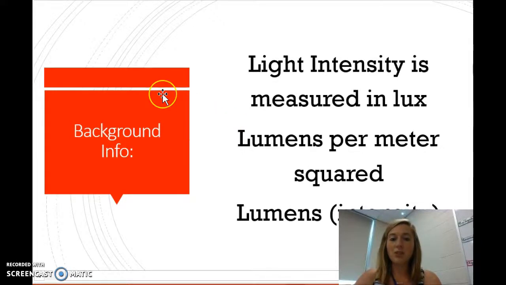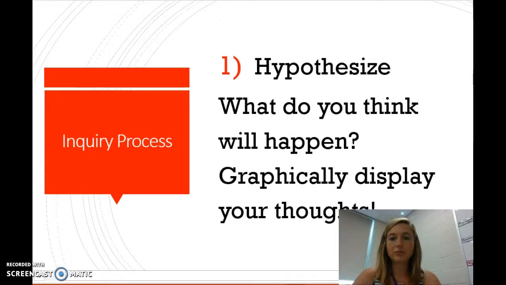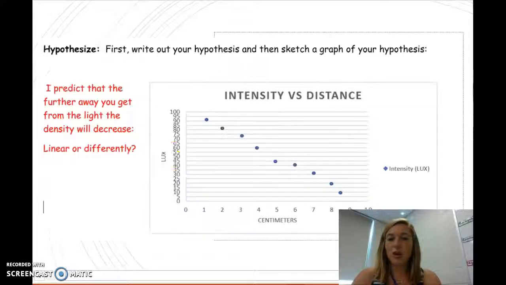Some background information that they would need is to know how to measure light intensity, and it's measured in lumens per meter squared, which is what the LUX stood for on the sensor probe. Students would then have to hypothesize and graphically display their thoughts. So this is what I thought maybe would happen: I predict that the further away you get from the light, the intensity will decrease. And maybe is this a linear equation or is it different?